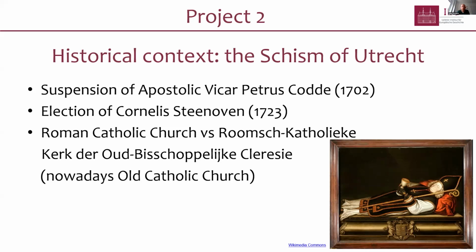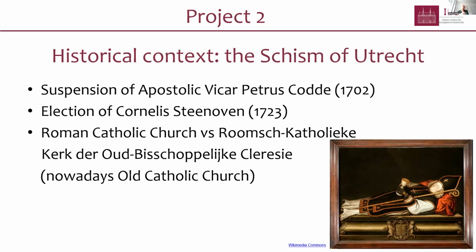In the late 17th, early 18th centuries, this was Petrus Codde, but he was suspended in 1702. And from that moment onwards, you see that the Dutch Catholic community is starting to fragment. On the one hand, you have lay people and priests who remained loyal to Codde and who sided with him.